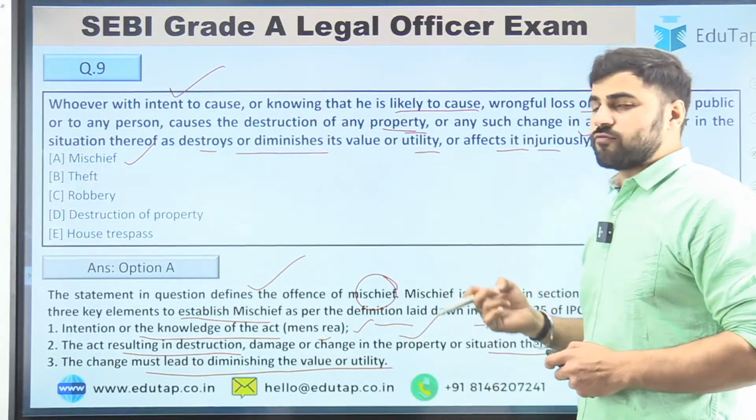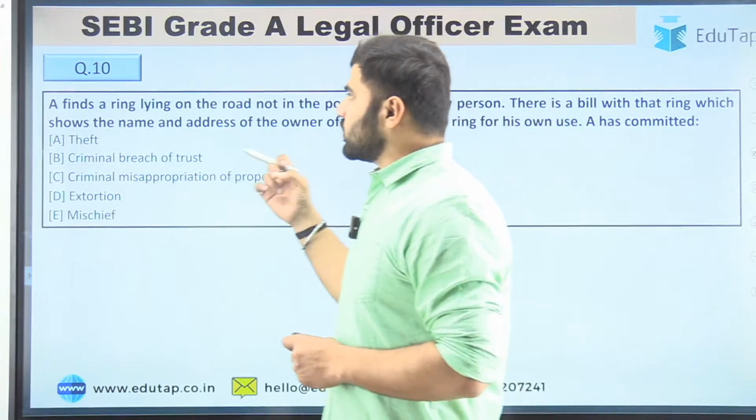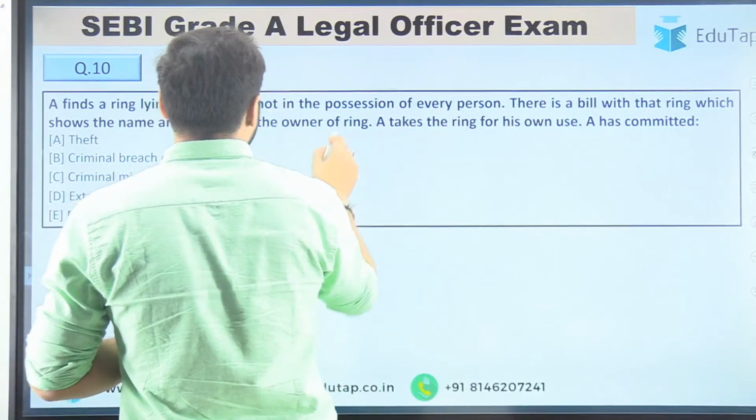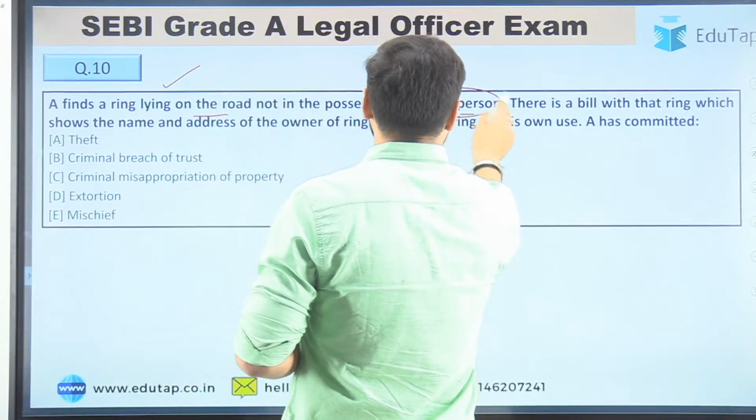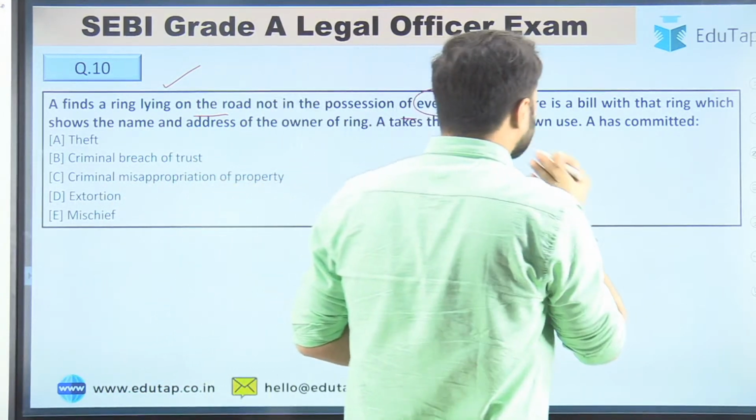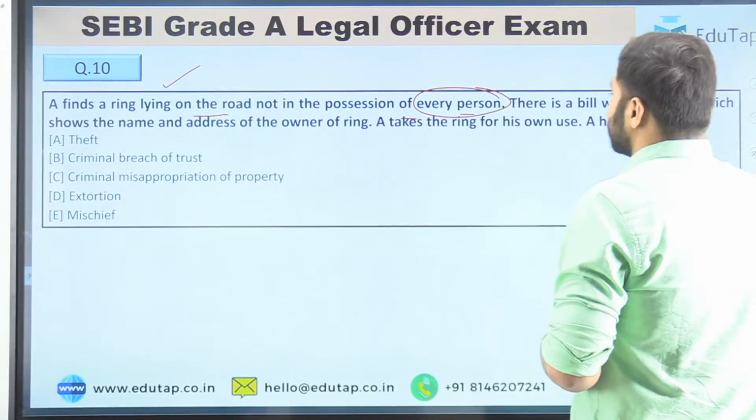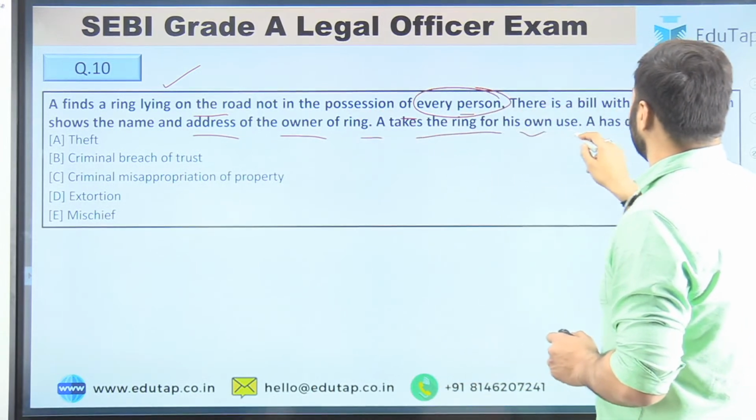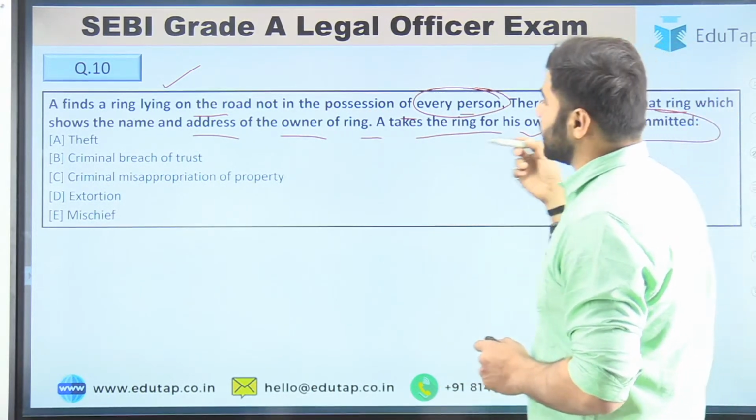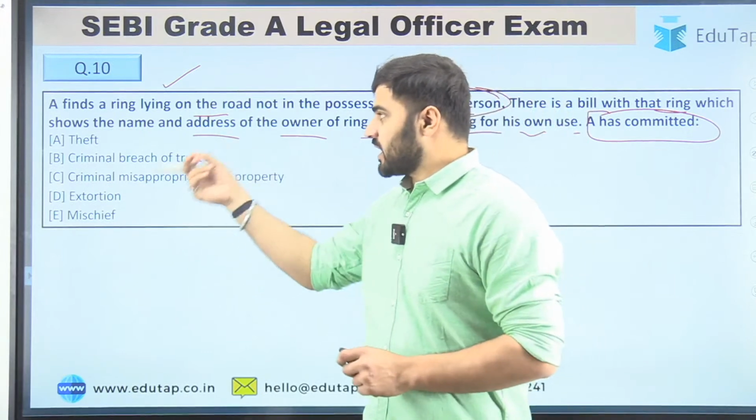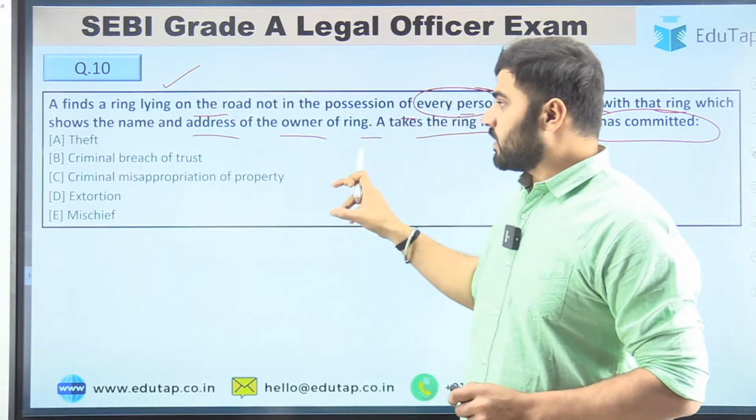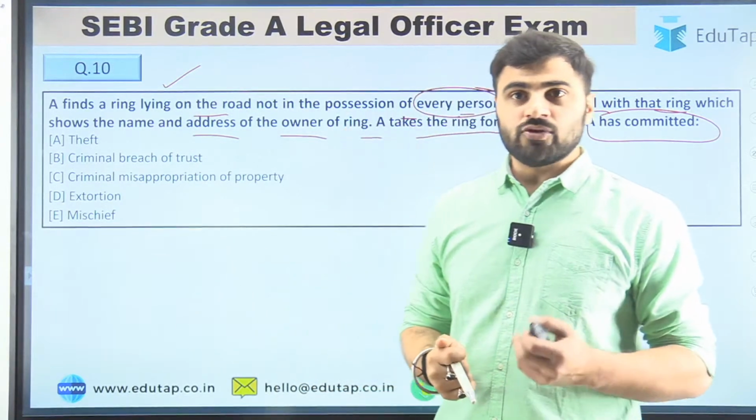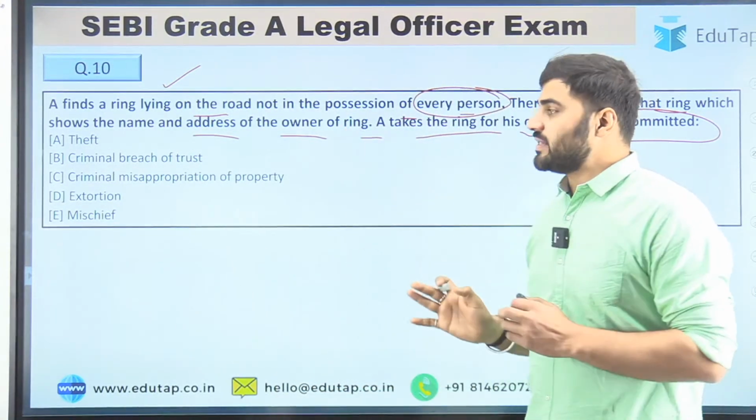Great, guys. Now let's move to the last question of the day. Question number 10, again a case study. A finds a ring lying on the road, not in the possession of any person, right? Then there is a bill with that ring which shows the name and address of the owner of the ring. A takes the ring for his own use, and for that purpose A has committed which of the following offense? That is theft, criminal breach of trust, criminal misappropriation of property, extortion, or mischief. So tell me, guys, the right answer for question number 10.